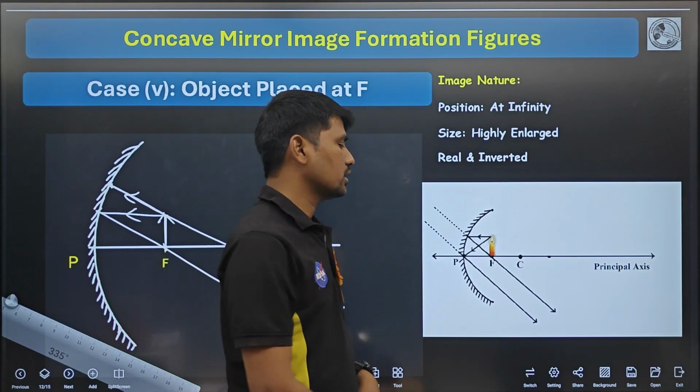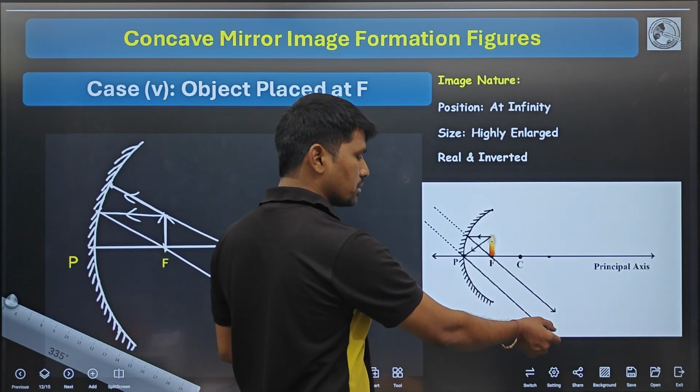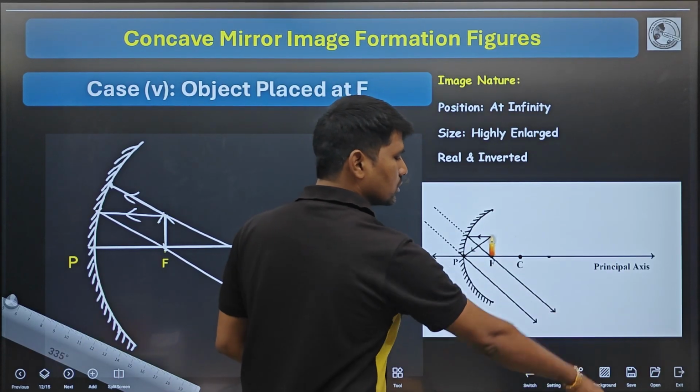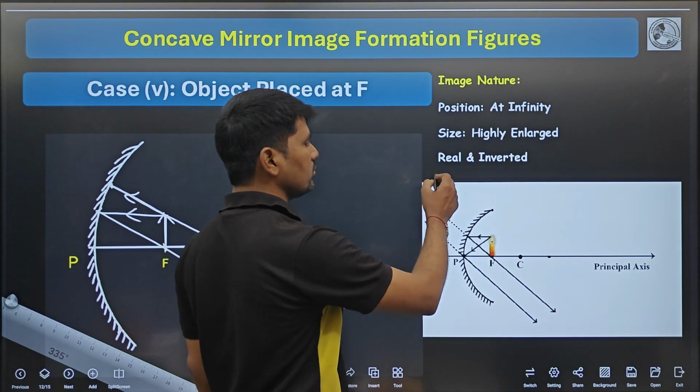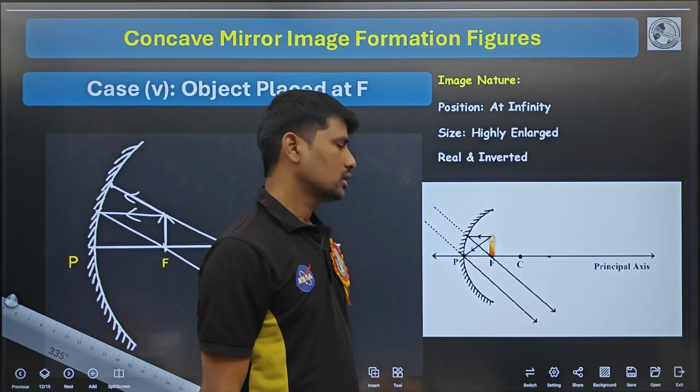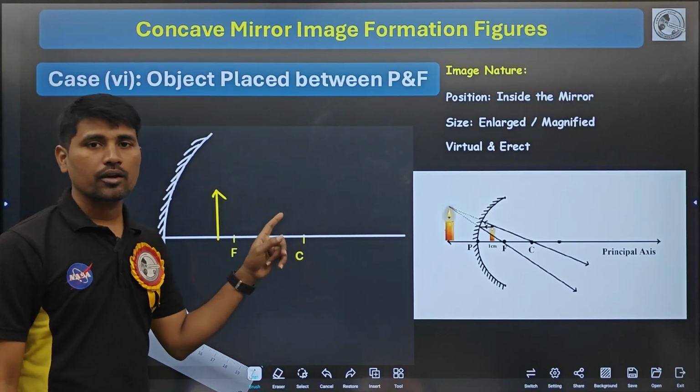Size is highly enlarged. So the distance from the principal axis, the tip of the object is going down. So that's why it is highly enlarged. Real and inverted. Okay. Concave mirror.